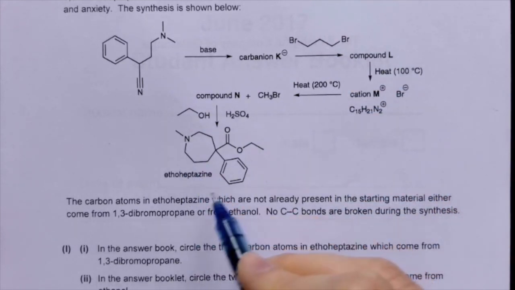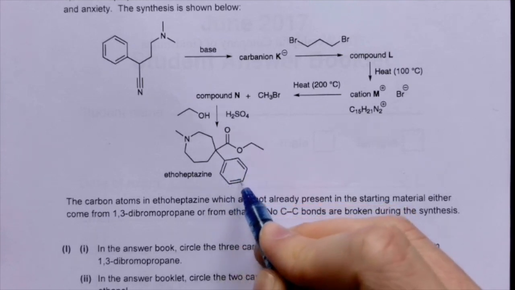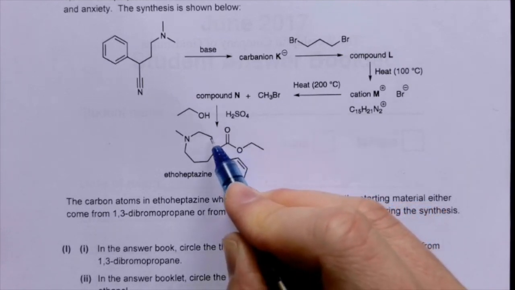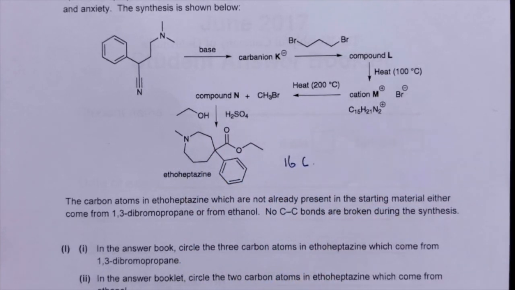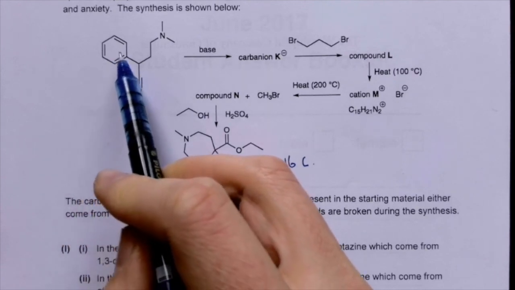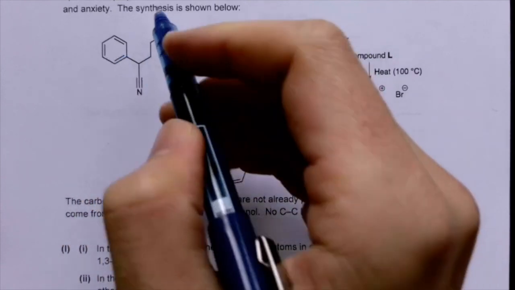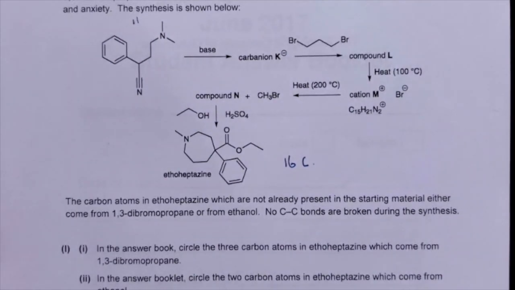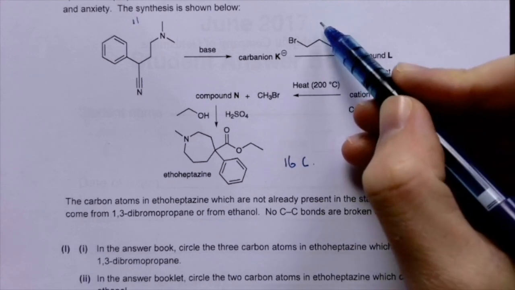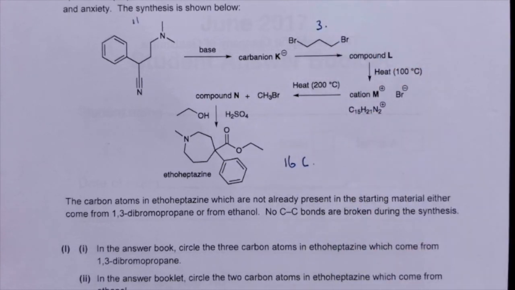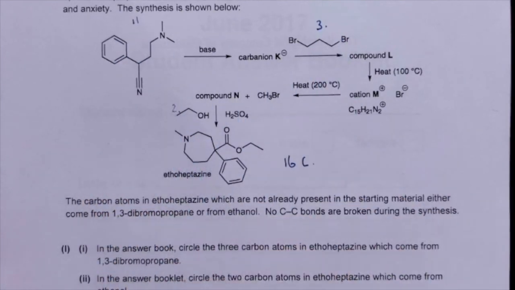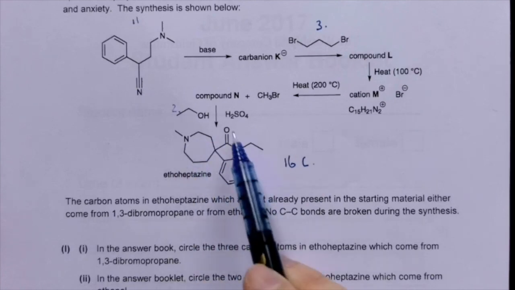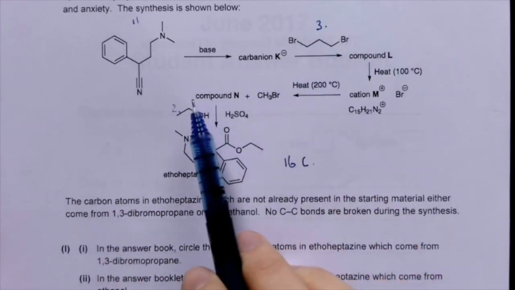So if I look at this ethoheptazine, I've got 6, 7, 8, 9, 10, 11, 12, 13, 14, 15. I've got 16 carbon atoms. Now if I look at my starting material, I've got 6, 7, 8, 9, 10, 11 carbon atoms. In dibromopropane, I've got 3 carbon atoms, and in ethanol, I've got 2 carbon atoms. So if I do 11 plus 3 plus 2, I get 16. So all of the carbon atoms in this product come from this, this, and this.